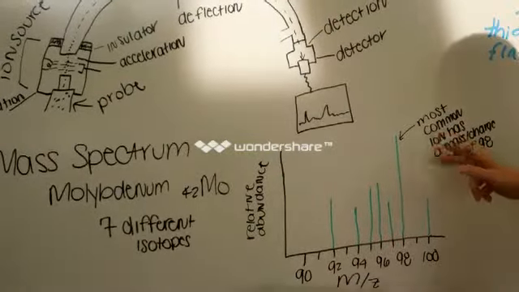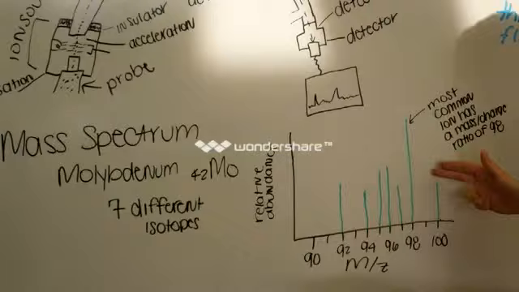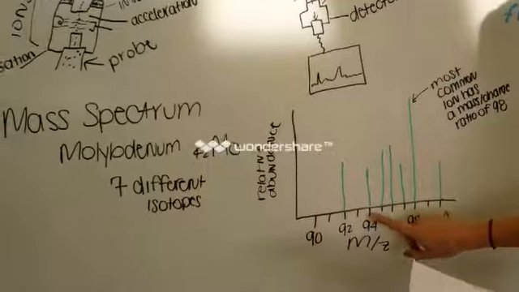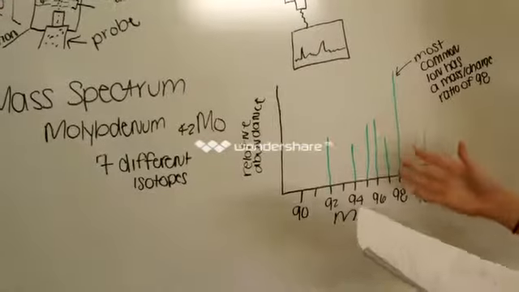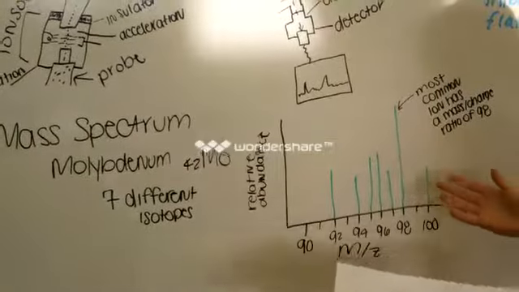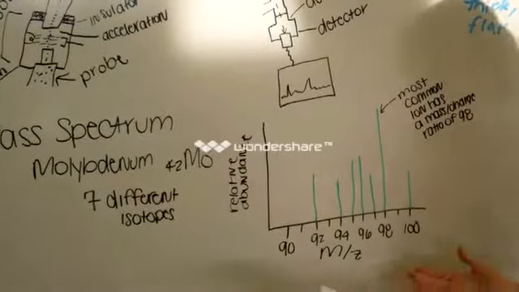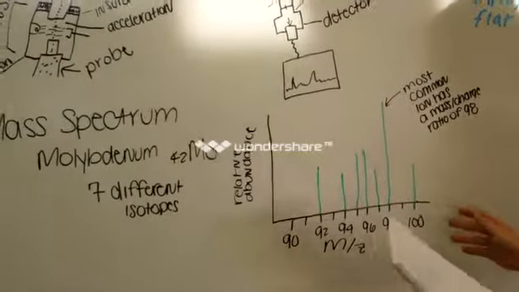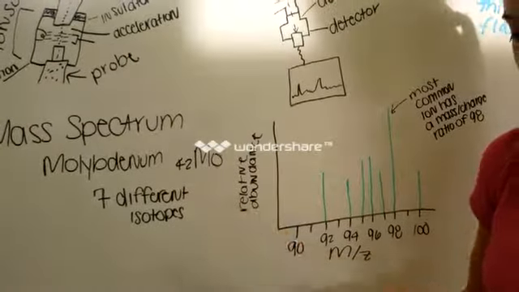And the way to interpret this is your most common ion for molybdenum has a mass to charge ratio of 98. And then you can see your least common ions would be around 94 and 97. And basically, if you assume that these ions and isotopes have a charge of +1, then this means that the masses of these isotopes on a carbon-12 scale would be 92, 94, 95, 96, 97, 98, and 100. So basically there's 7 different peaks here, so 7 different isotopes for molybdenum.